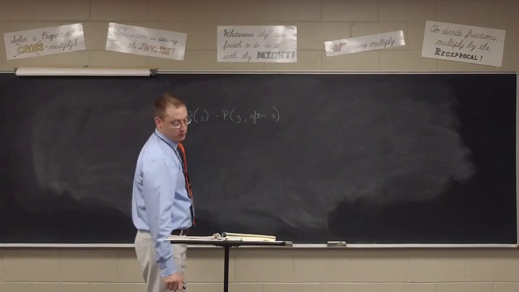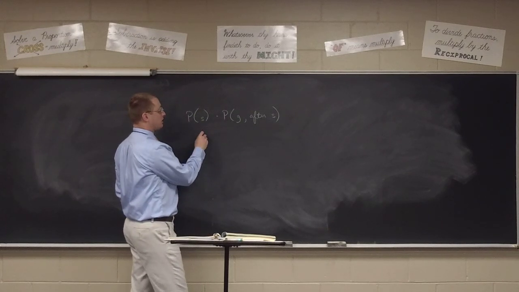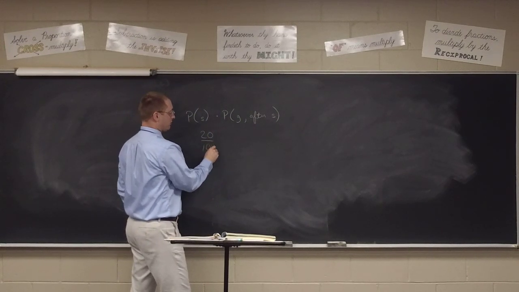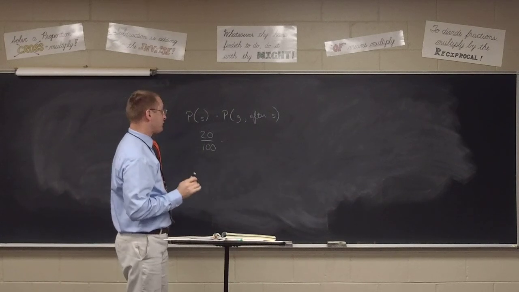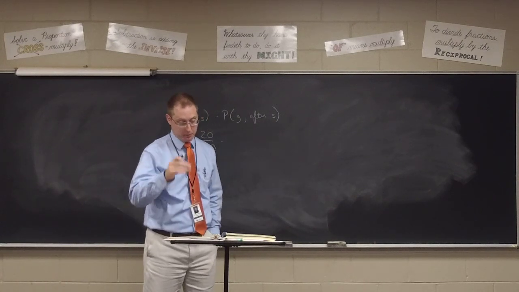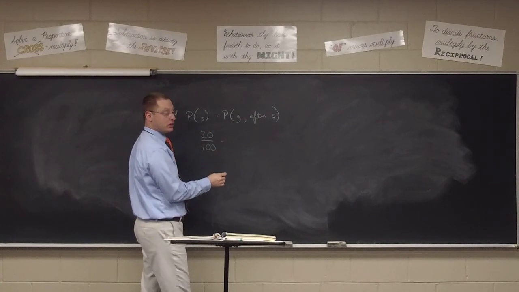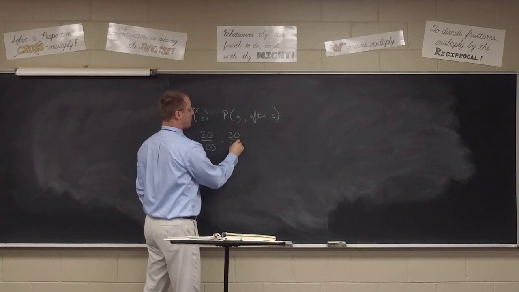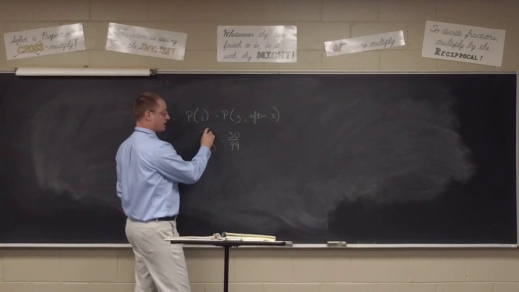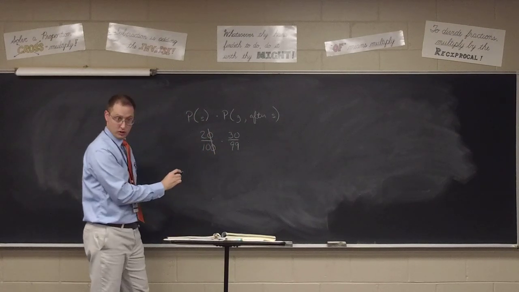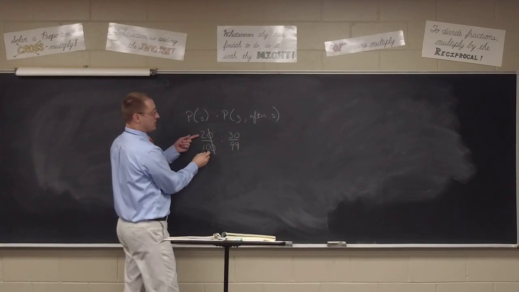Lana, what's the probability of strawberry? 20 to 100. 20 to 100, all right? What's the probability, after strawberry's already been taken out, what's the probability of grape? 30 to 99. Good, 30 to 99. We do want to reduce here. I would say just knock off zeros first. I could also reduce now the 2 and the 10, Lana.